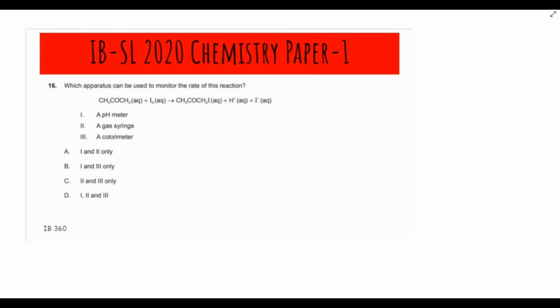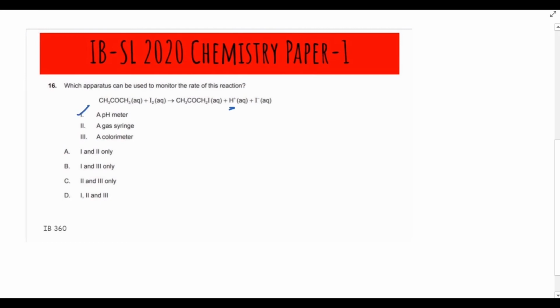Now for question 16, we need to find out which of the apparatus can be used to monitor the rate of this reaction. First is a pH meter. We can see that H plus ions are getting generated in this reaction, so as time goes on, the pH of this solution will fall. Using the pH meter, obviously we can check the rate of this reaction. So option 1 is correct.